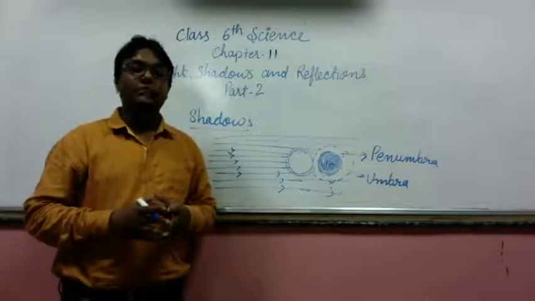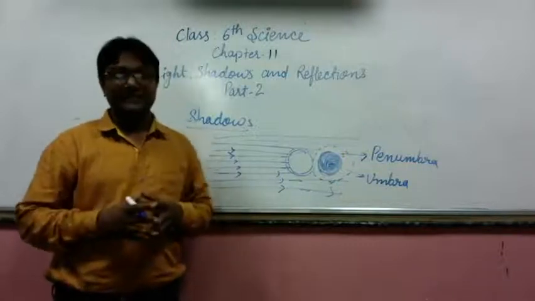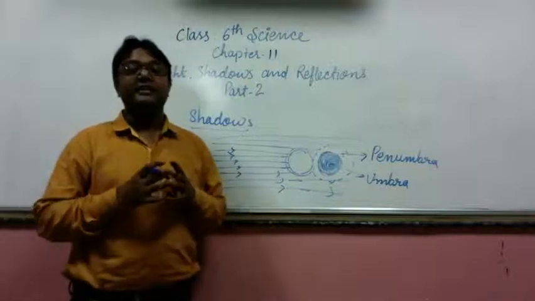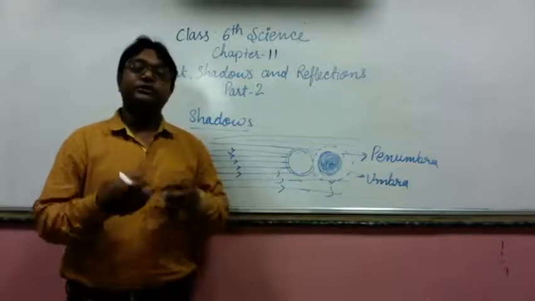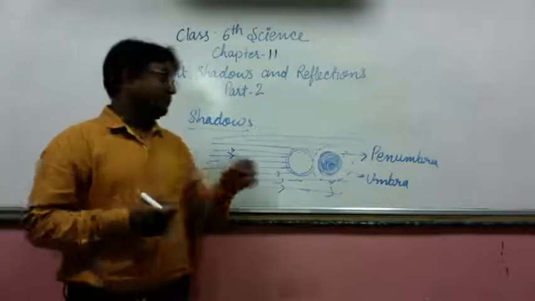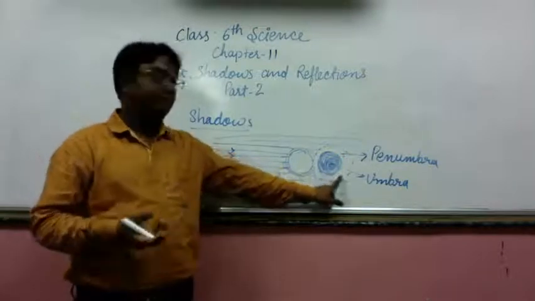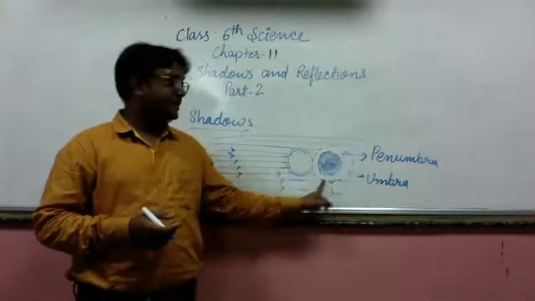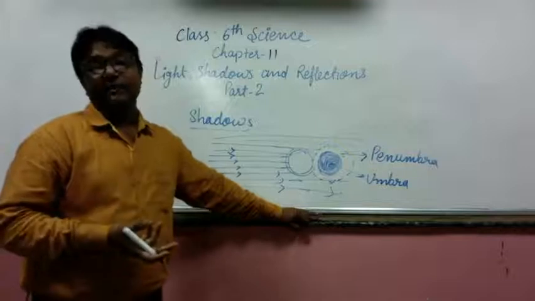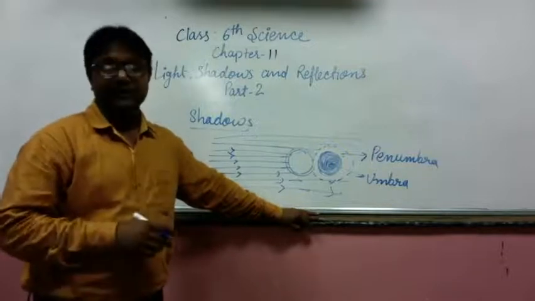And in this part, we have discussed how light travels in a straight line, what rays are, what a beam of light is, and the shadows, and how shadows are formed, and the regions of the shadow: the umbra region, which is the dark one, and umbra is surrounded by another lighter part of the shadow, that is called penumbra.